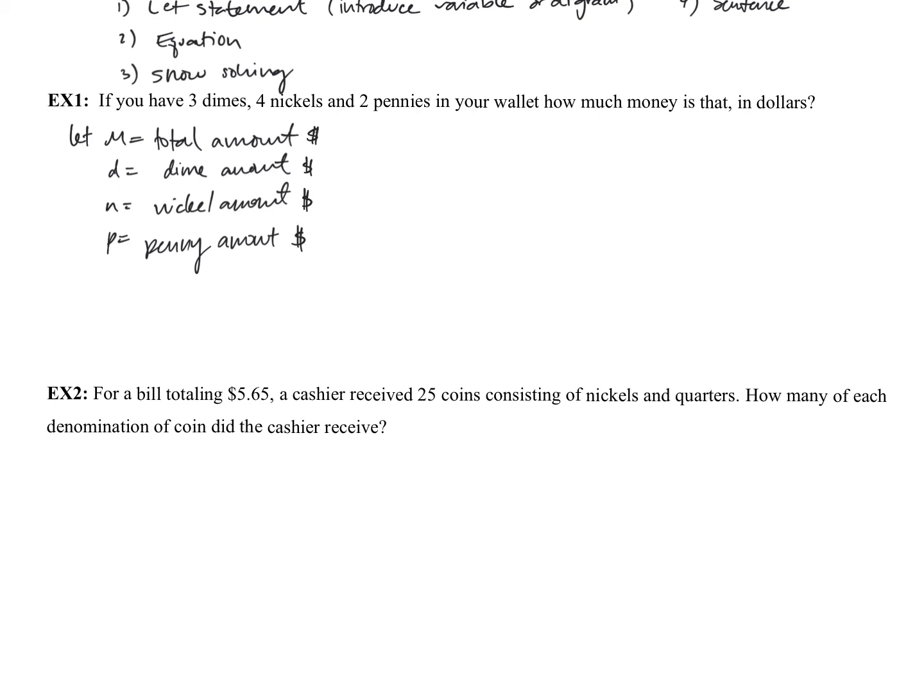Okay, the last thing is the unit. We want to know how much it's in dollars. Okay, so what I want in my equation is that M is going to equal, well, how many dimes do I have? I have 3, so 3 dime, plus 4 nickels, and 2 pennies. What is the dime amount in terms of dollars? Well, that is 0.10, 10 cents, right? And then 4 times, and what is nickels? Nickels is 0.05. And then pennies is 0.01 of a dollar.